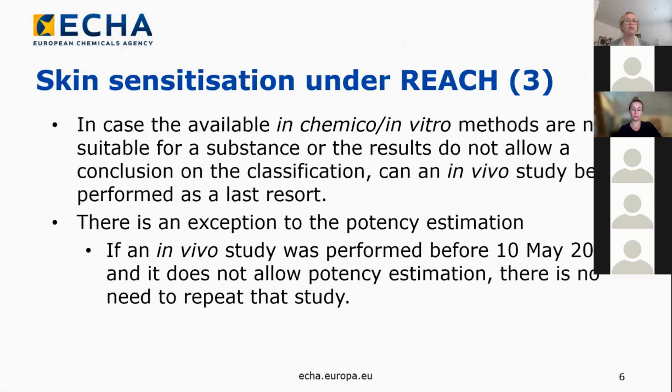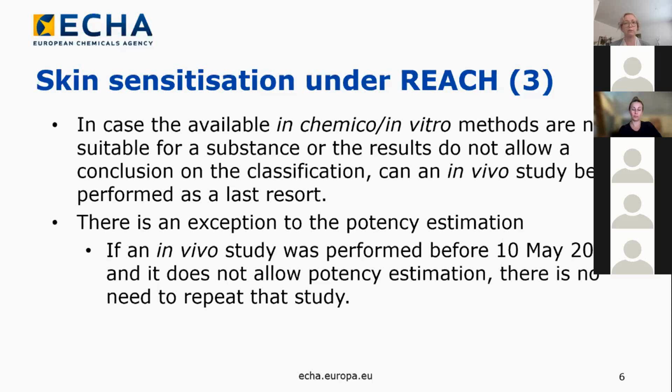As it was mentioned already in the previous presentation, the available in chemico and in vitro methods may not be suitable for all types of substances, or you might get results that do not allow you to make a conclusion on the classification. So this could be, for example, that you have inconsistent data and you don't know why, or you might get an inconclusive result from the defined approach. And then, as a last resort, can an in vivo study be performed?